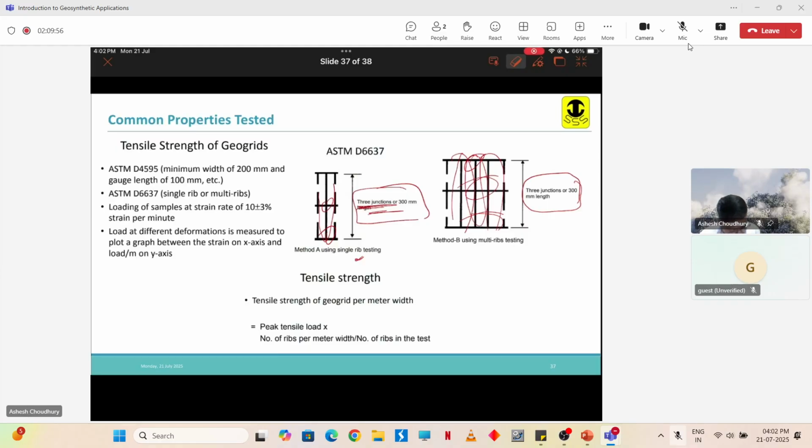So the tensile strength of geogrid per meter width is nothing but the peak tensile load times the number of ribs per meter width, divided by the number of ribs in the test. Number of ribs per meter width means, on this width side, how many ribs per meter width, and then the number of ribs that you are testing. Here one rib, here 3 ribs. Okay, like this.